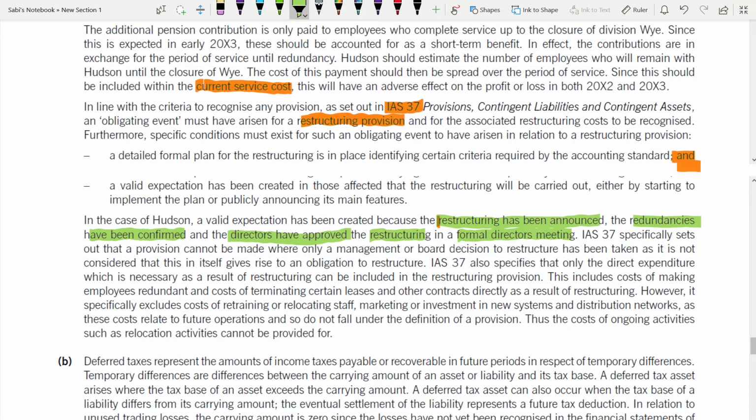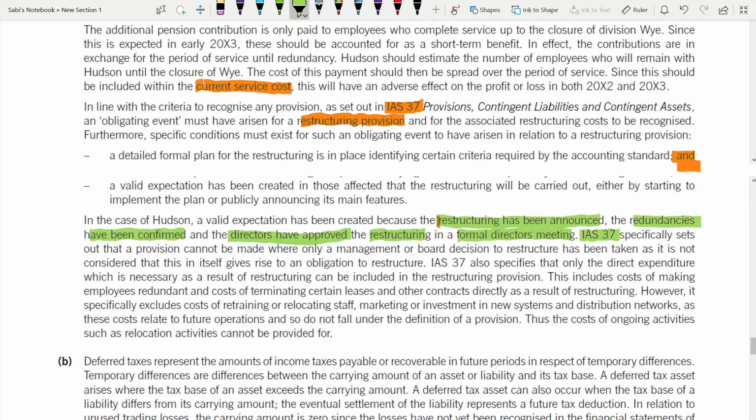IAS 37 specifically sets out that a provision cannot be made where only a management or board decision to restructure has been taken, as it is not considered that this in itself gives rise to an obligation to restructure. This also you have to tell. This is another side of IAS 37. Read IAS 37, then you will understand where you can recognize a provision, where provision should not be recognized. Both you have to tell.